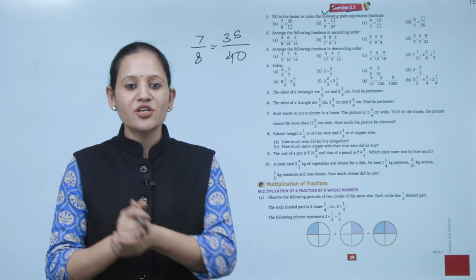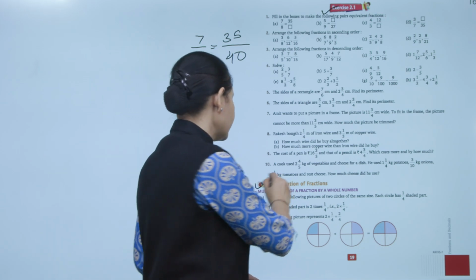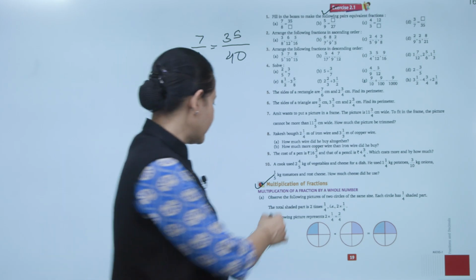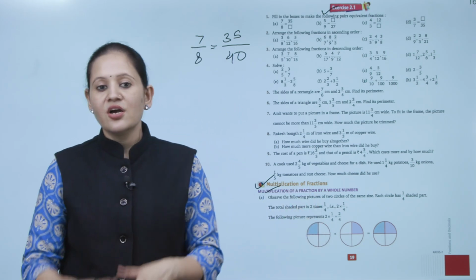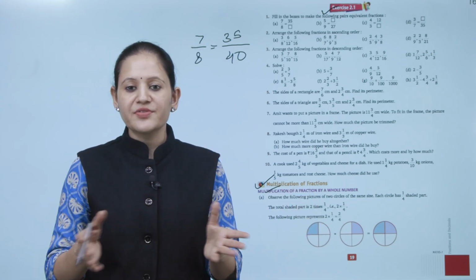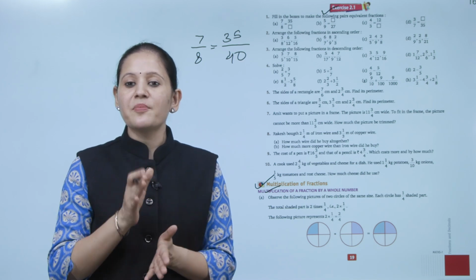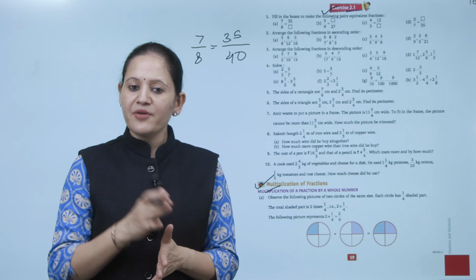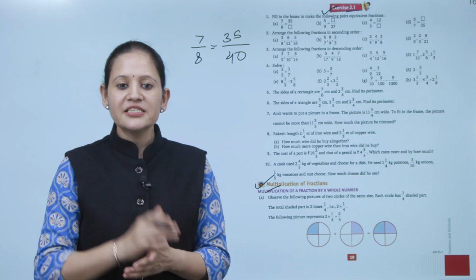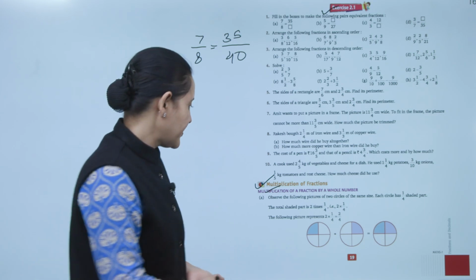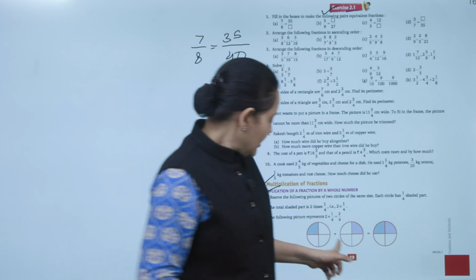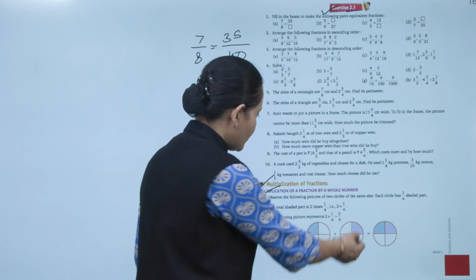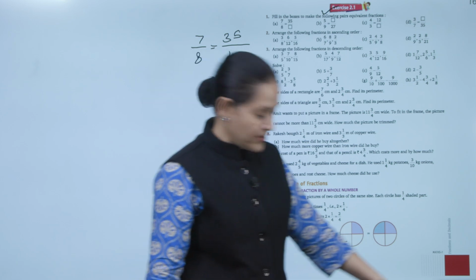Next is multiplication of fractions. First is multiplication of a fraction by a whole number. Observe the following picture of two circles of the same size. Each circle has 1/4 shaded part. The total shaded part is 2 times 1/4, that is equal to 2/4. Clear? Like 1/4 and 1/4, we will add them together. So that is equal to 2/4.